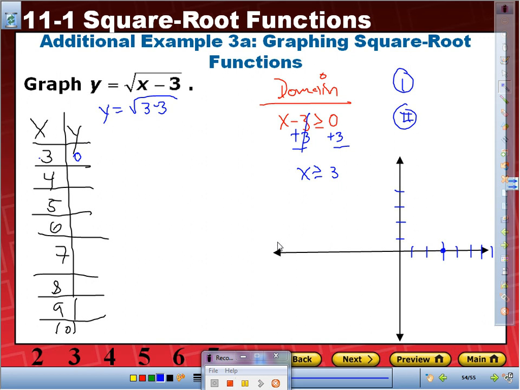So far so good? Next one, my next value. It's 4. So what is 4 minus 3? 1. Square root of 1 is 1. So 4 of x, 1 of y. There it is. See how it's starting to come this way? All right. Next one, 5.